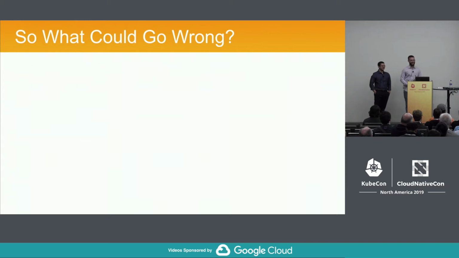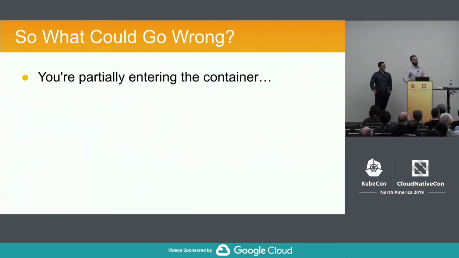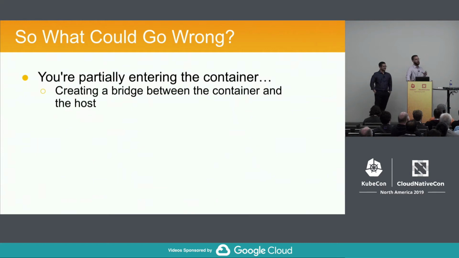Some stuff. Well, you are partially entering the container, and what that means is that the helper process is sort of creating a bridge between the container and the host. So Docker tar, the helper process, is partially inside the container, right? It's rooted to it, but in some aspects, it is still inside the host. It is in the host namespaces, cgroups, and so on. So it could create a bridge between the container and the host.